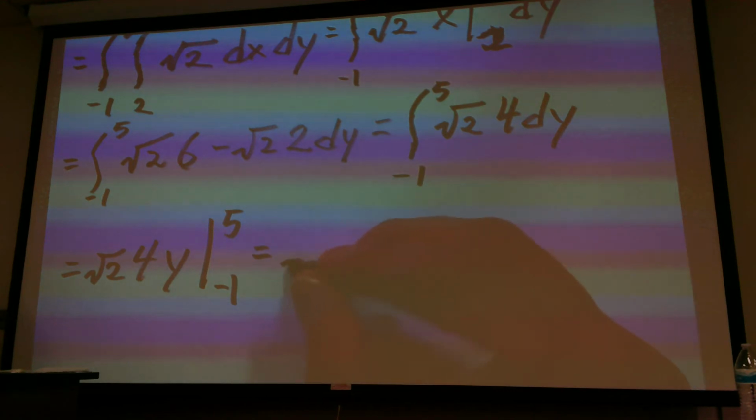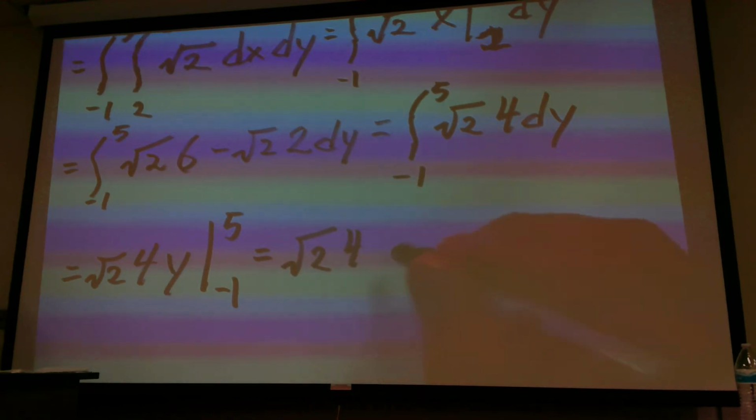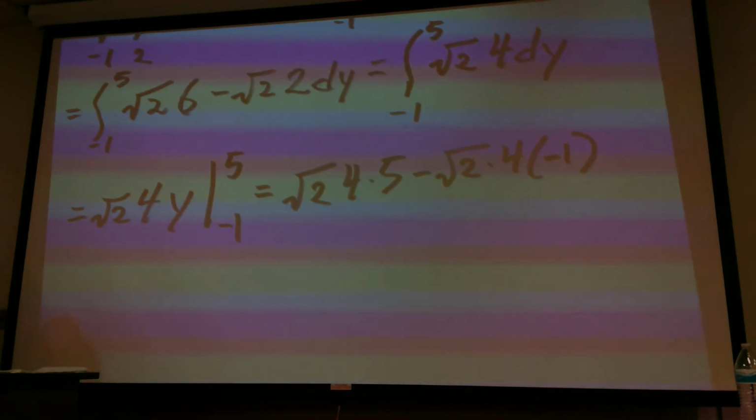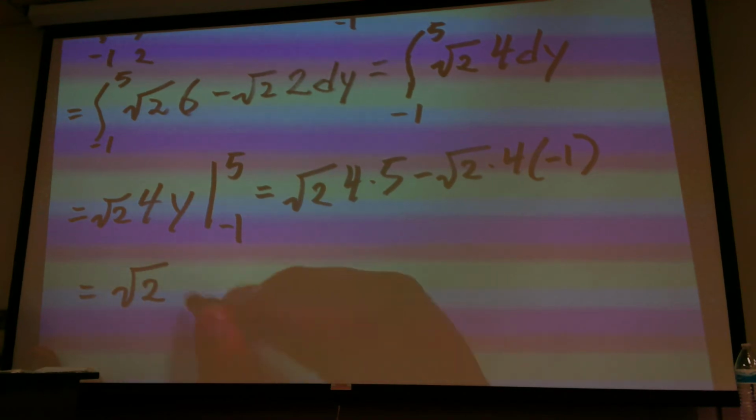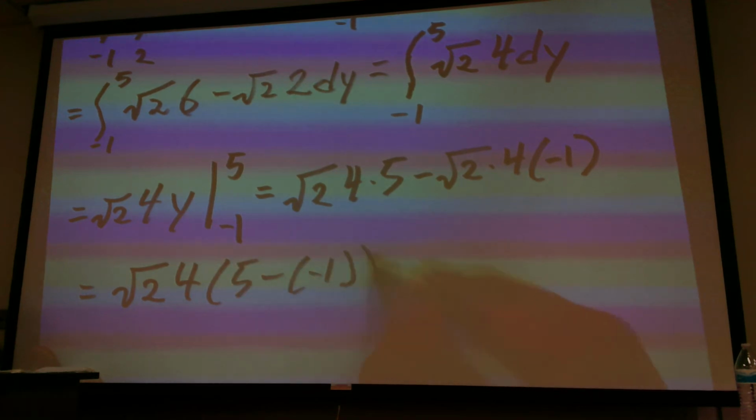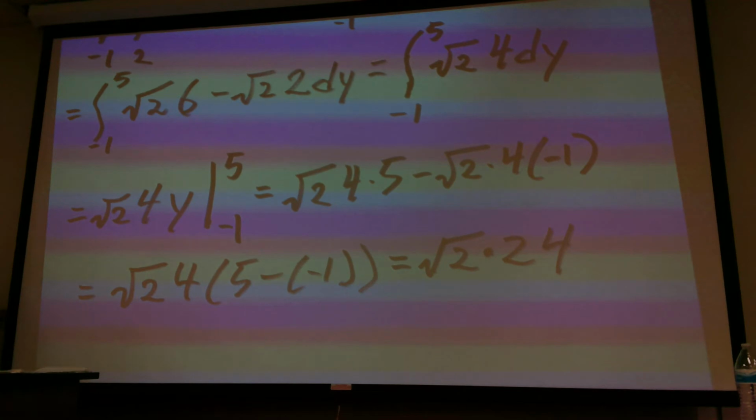So that's going to be the square root of 2 times 4 times 5 minus the square root of 2 times 4 and then multiply by -1. Okay, so let's just pull that square root of 2 times 4 out, and then we have 5 minus -1. Okay, so that's going to be 5 plus 1, which is 6, and so 6 times 4 is 24, so this is going to be the square root of 2 multiplied by 24.